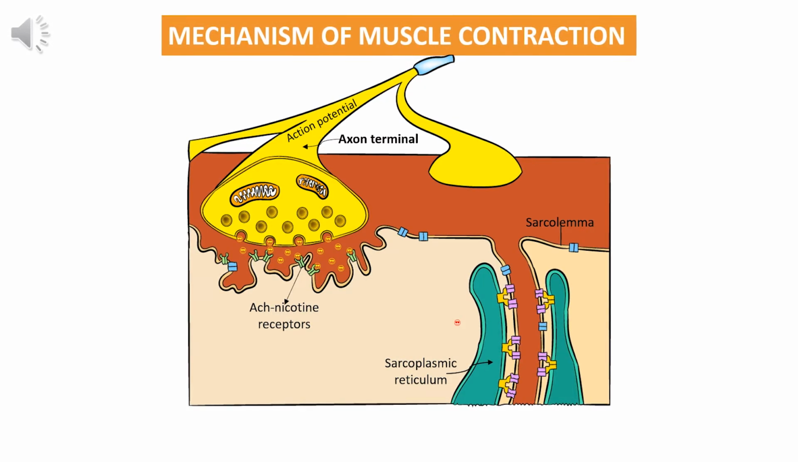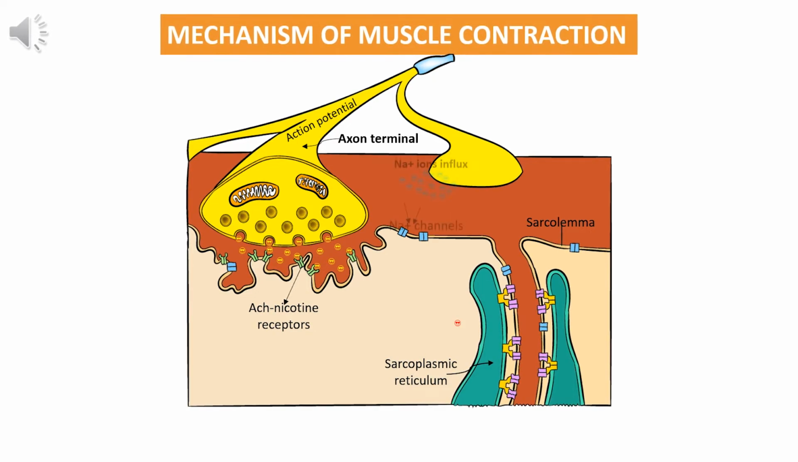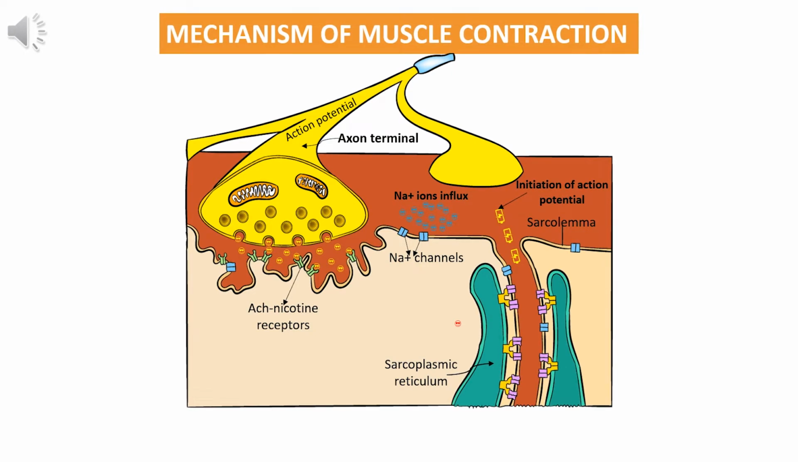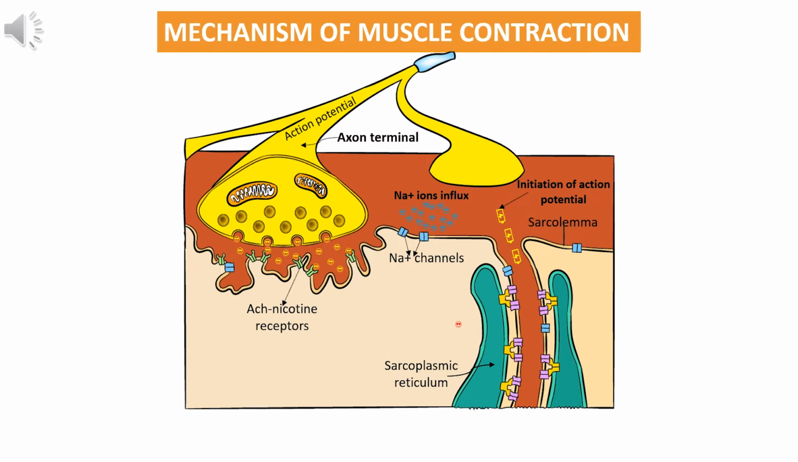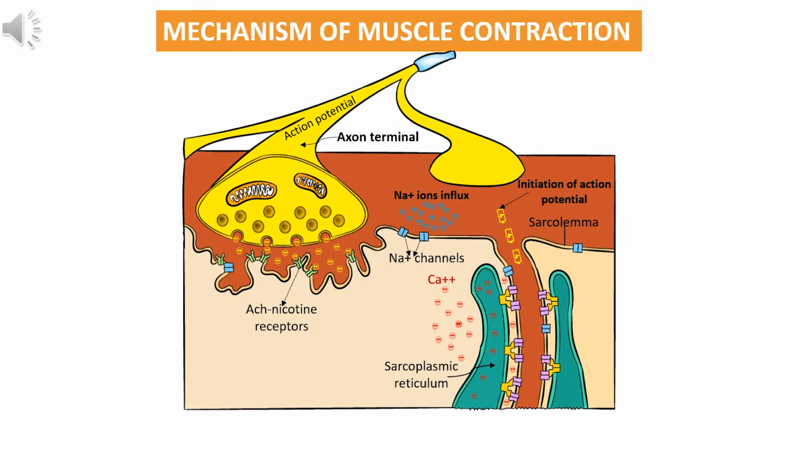This results in influx of large quantities of sodium ions inside the muscle fiber. This causes local depolarization and leads to opening of voltage-gated sodium ion channels, which initiates action potential at the membrane. This action potential travels along the muscle fiber and depolarizes it. Here it causes the sarcoplasmic reticulum to release calcium ions.